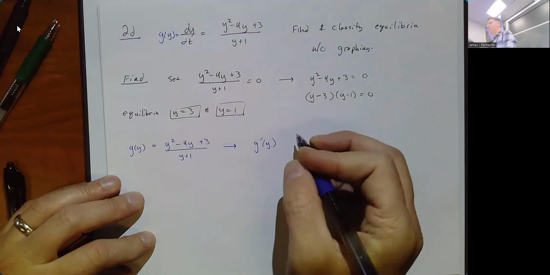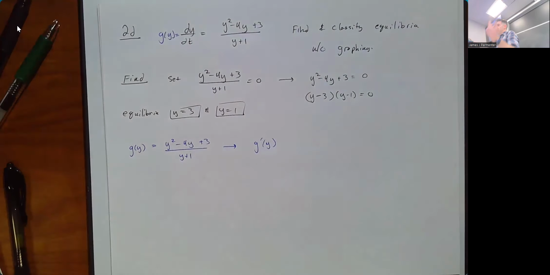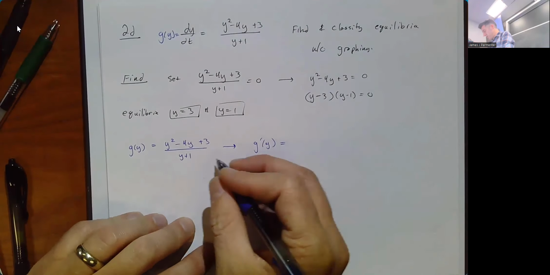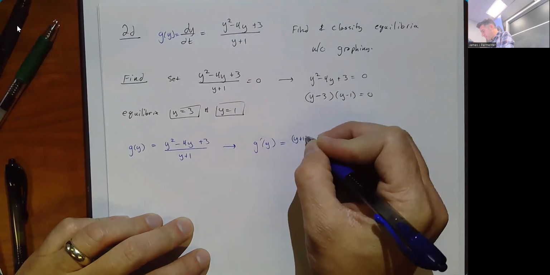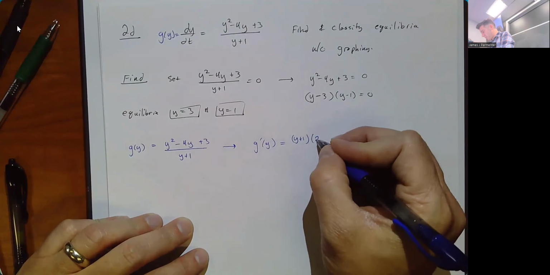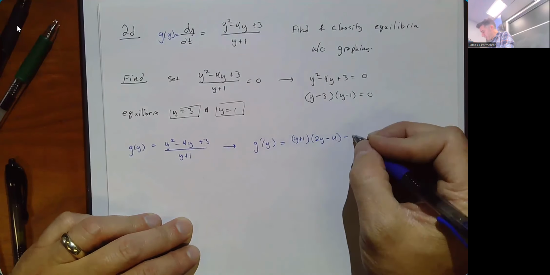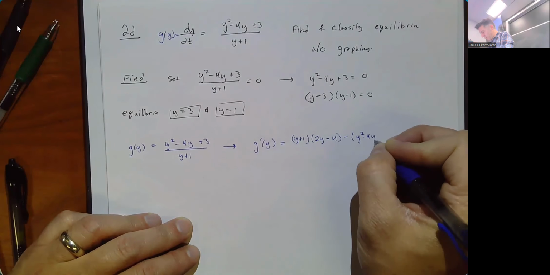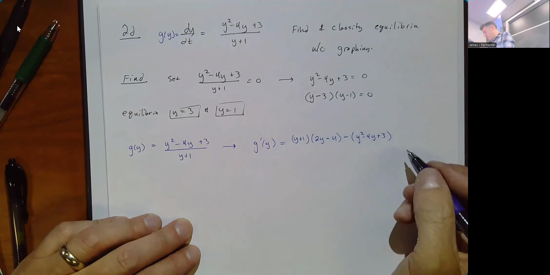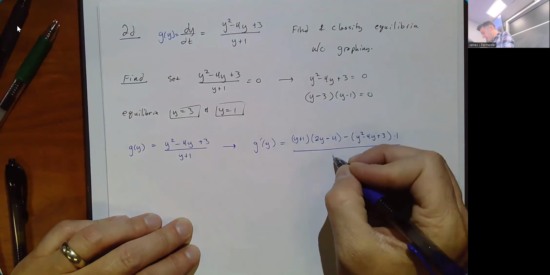I tried to make a function that was hard here, so that it was challenging. So we're going to do the bottom times the derivative of the top, which is 2y minus 4, minus the top, which is y squared minus 4y plus 3, times the derivative of the bottom, which is 1, all divided by the bottom squared.